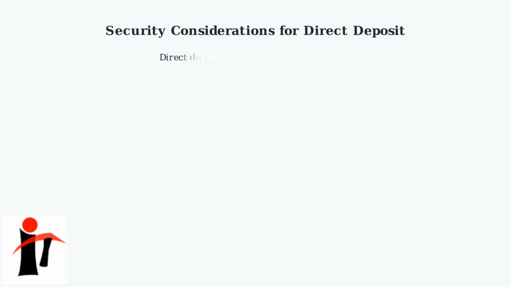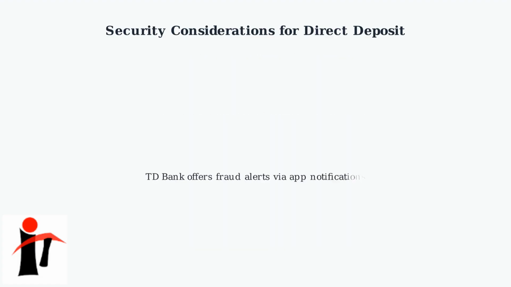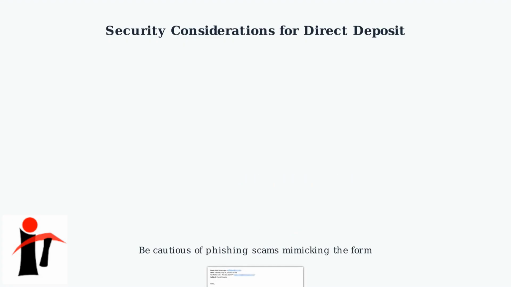While direct deposits are encrypted for secure transfers, it's essential to monitor your TD Bank accounts regularly for any unauthorized activity. TD Bank provides fraud alerts through app notifications to help you stay informed about suspicious transactions. Be cautious of phishing scams that mimic the direct deposit form, appearing as legitimate emails requesting your information. Always verify the sender's authenticity and never provide personal details through unverified channels.